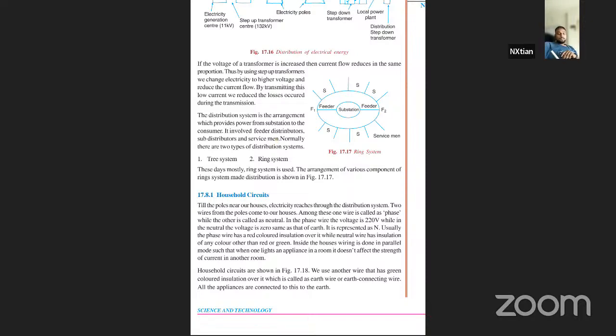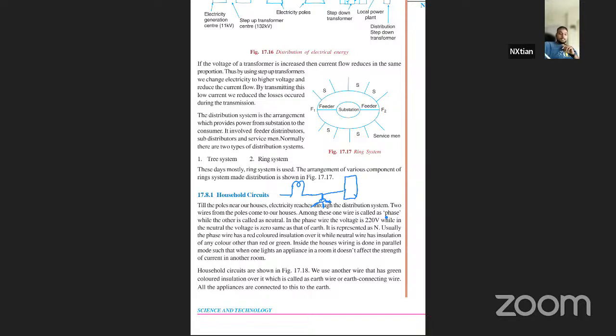So household wiring, we will do this chapter in the coming classes. It's called electric current. So basically, there are two types of connections. I'll draw it for you. For example, this is one connection in which this is a bulb, and it's connected to the fan also, and it's connected to the fridge also.